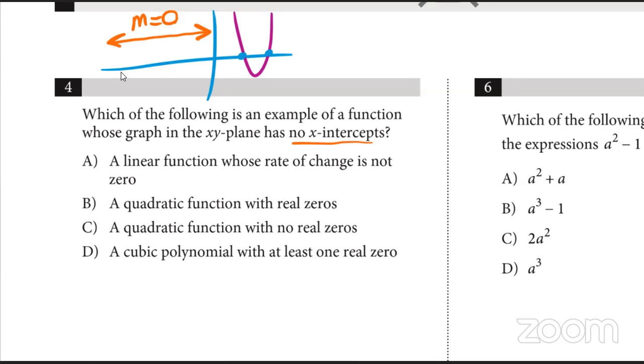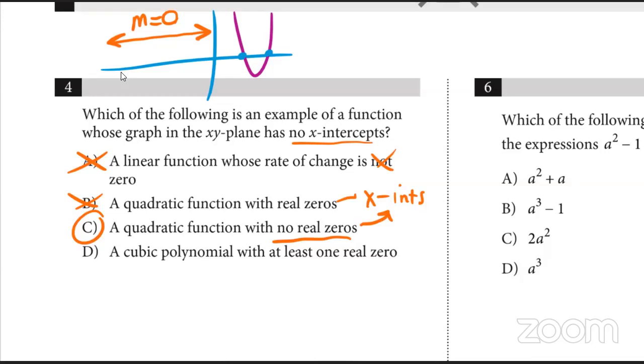A line whose rate of change is 0 would have no x-intercepts. So A is wrong. A quadratic function with zeros, well, guess what zeros are? They're x-intercepts. So then, of course, it has x-intercepts, so it doesn't fit what they're asking. A quadratic function with no real zeros, what are zeros again? They're x-intercepts. So no real zeros means no x-intercepts, and the answer is C.